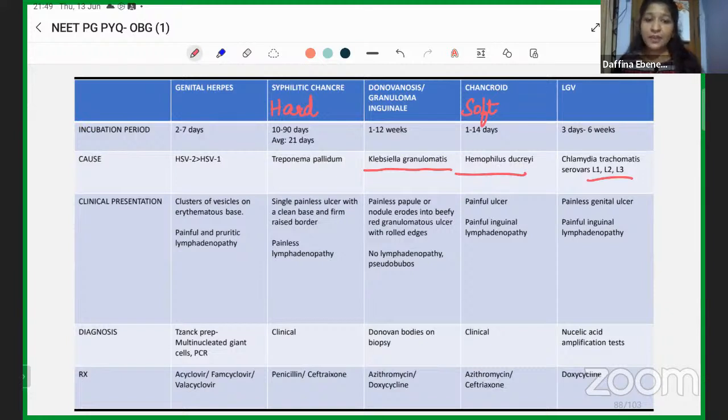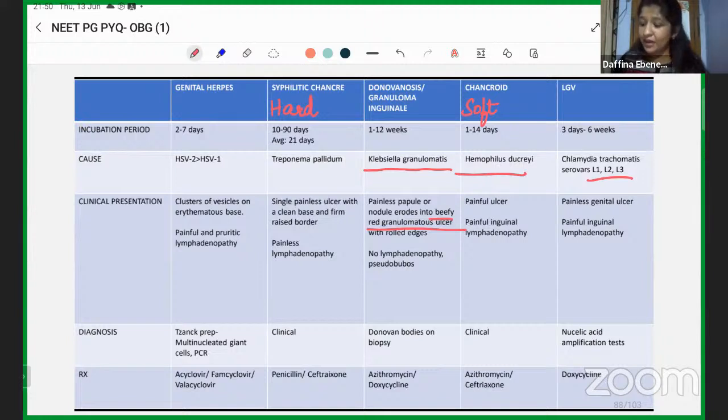Donovanosis is a painless papular nodule that erodes into a beefy red granulomatous ulcer. All these are the catch points that they'll have in the question. If they have these specific terms: single painless ulcer, clean base, firm raised border, it is a syphilitic chancre. If it's a beefy red granulomatous ulcer, that is donovanosis.